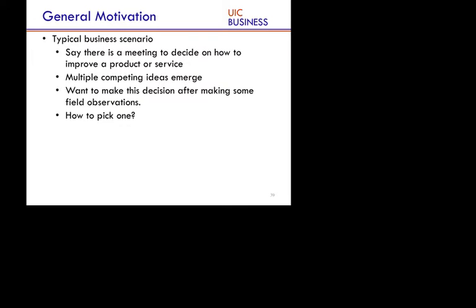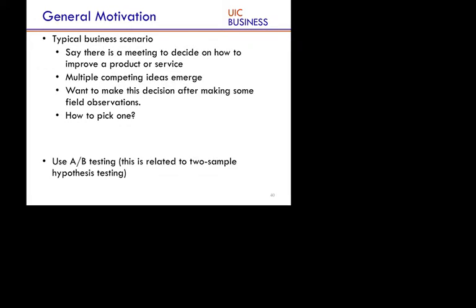So what's the general scenario? Let's say there's a meeting to decide on how to improve a particular product or service, and there are multiple competing ideas, or multiple competing features that can be integrated into your product. You want to make this decision after making some field observations. Field observations means you actually deploy that feature or enhancement in the field, as in the real world, actually show it to customers, and then you figure out which one to pick. That's what I mean by field observations.